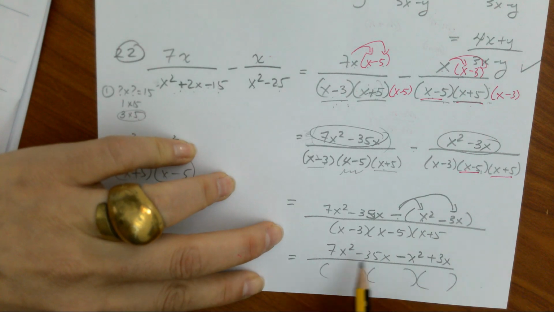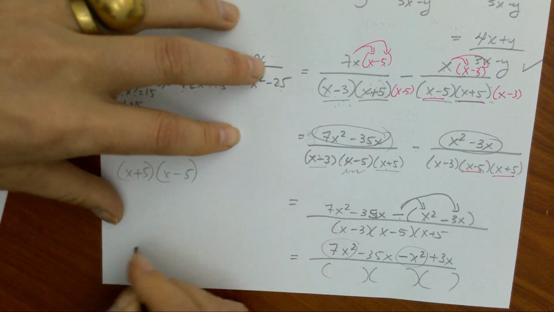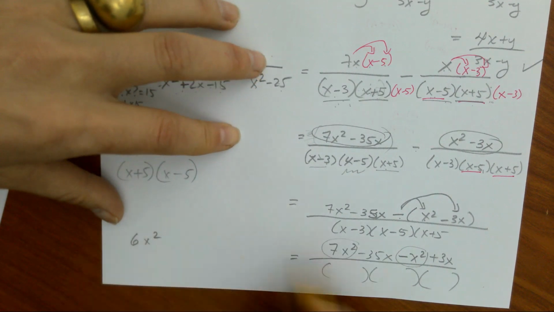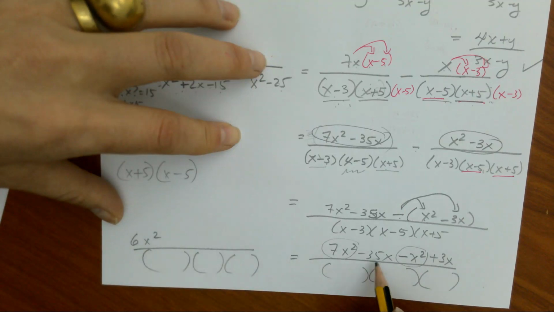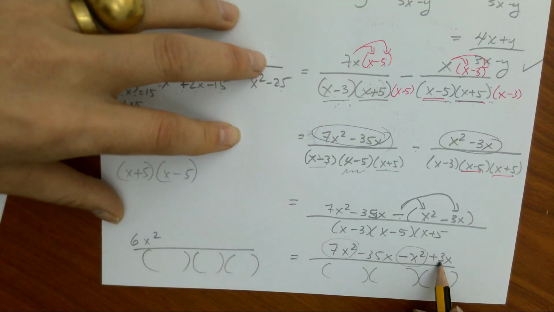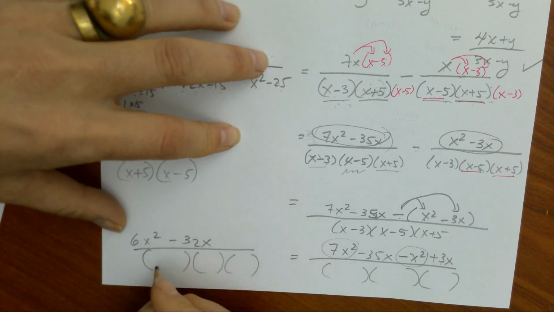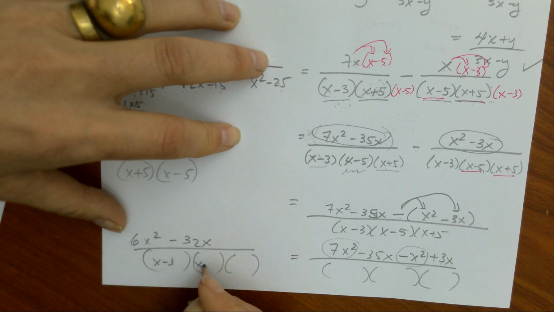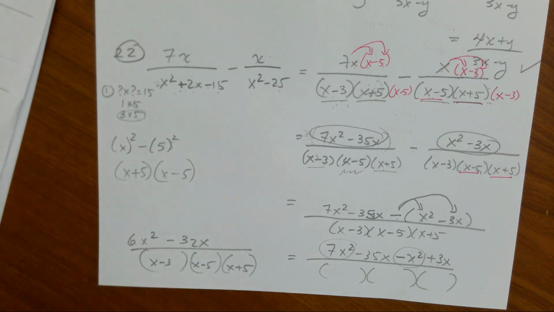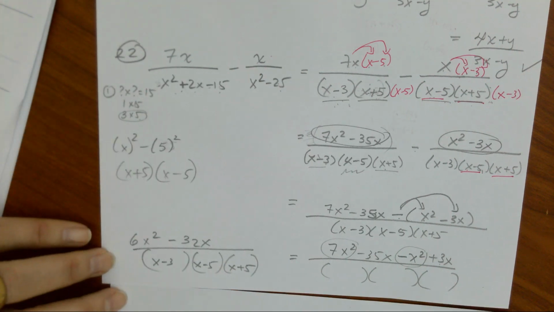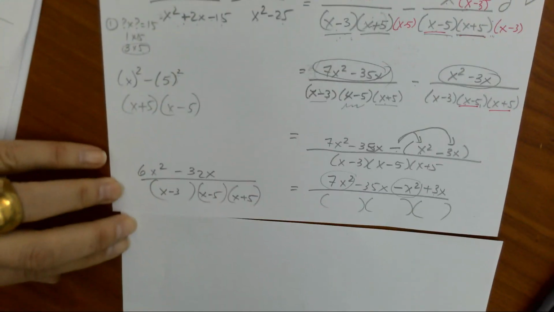So now I have 7x squared minus x squared. I'm going to put it over here. 6x squared. And I have negative 35 and plus 3. So that makes minus 32x. And that I'll just write the bottoms out. x minus 3, x minus 5, x plus 5. I need more paper. Okay. Let's keep going.